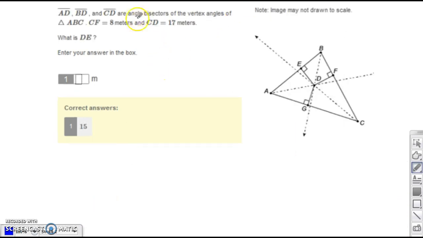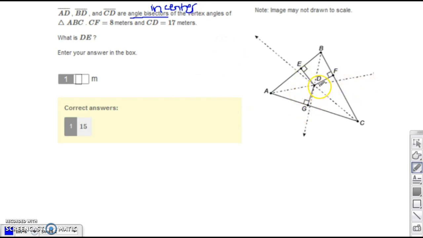Alright, so now we have angle bisectors. And remember, angle bisectors create the in-center. If you go back to your rap, people be crazy, a bit insane. That a bit insane tells you that angle bisectors create the in-center. So I'm going to go ahead and make myself a note of that. And then I'm going to start labeling what they give me.